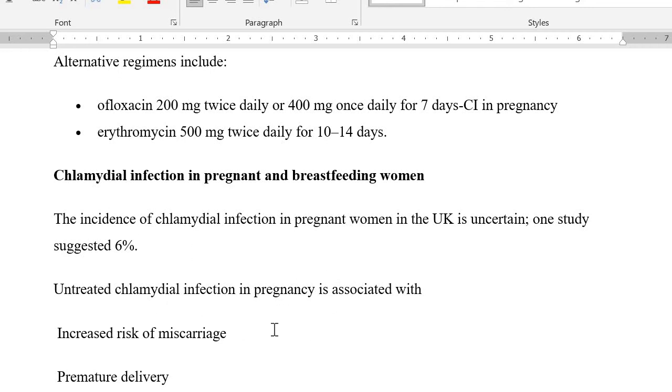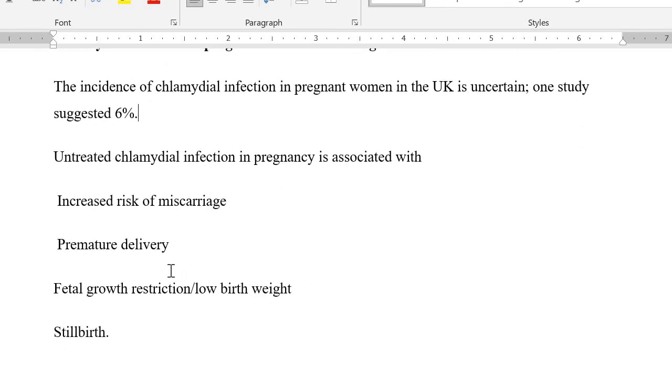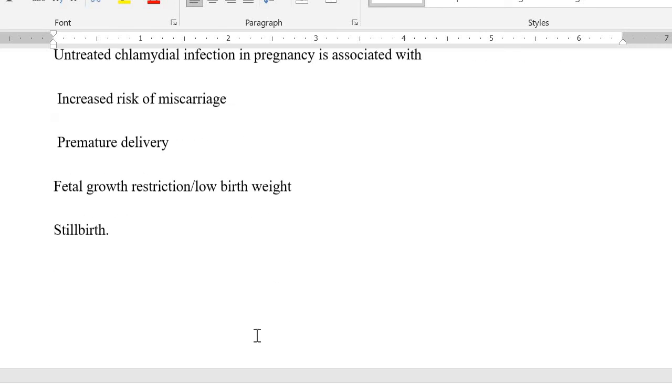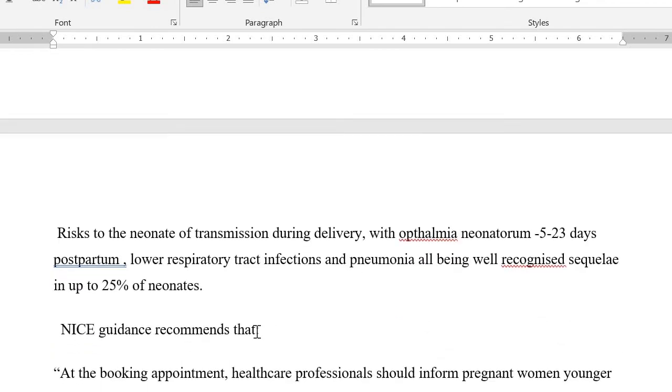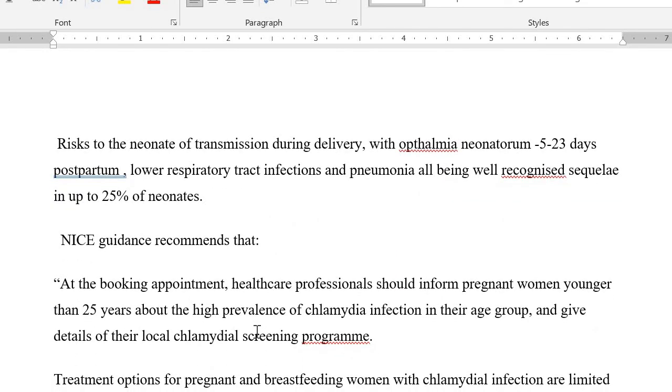Untreated chlamydial infection in pregnancy is associated with increased risk of miscarriage, premature preterm delivery, fetal growth restriction, low birth weight, and stillbirth. Then there are certain risks to the neonate from transmission during delivery, like ophthalmia neonatorum, which can occur within 5 to 23 days after birth, lower respiratory tract infection, and pneumonia, all being well recognized in up to 25% of neonates.